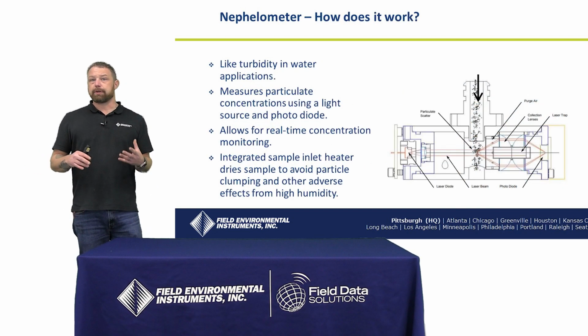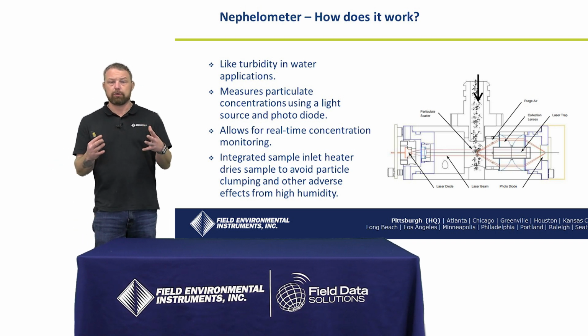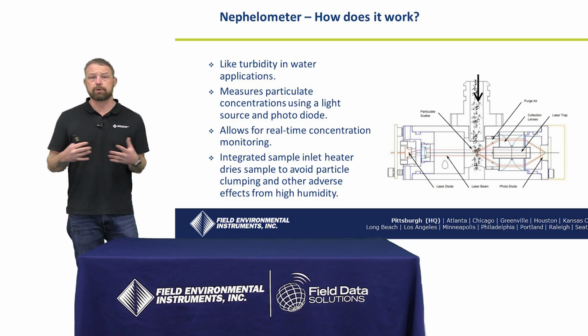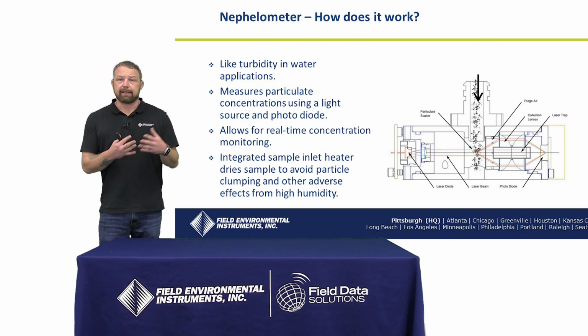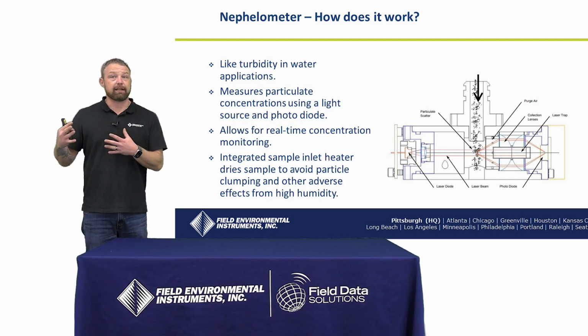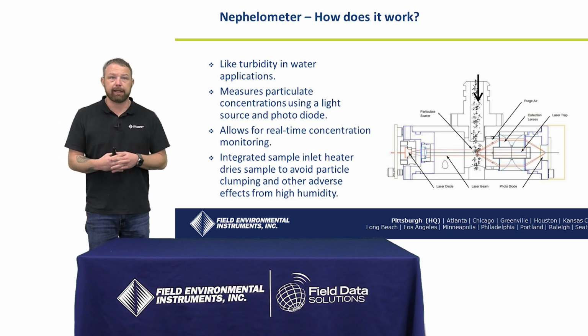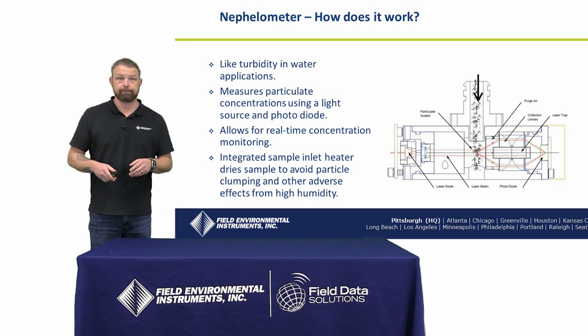This diagram shows you how the nephelometer works. As I mentioned earlier, it measures the particle concentrations by using a light source and a photodiode. You can see here in the diagram the way that light moves through the path of the sample and reflects that light and then is collected and by way of other components internally produces a measurement for you.